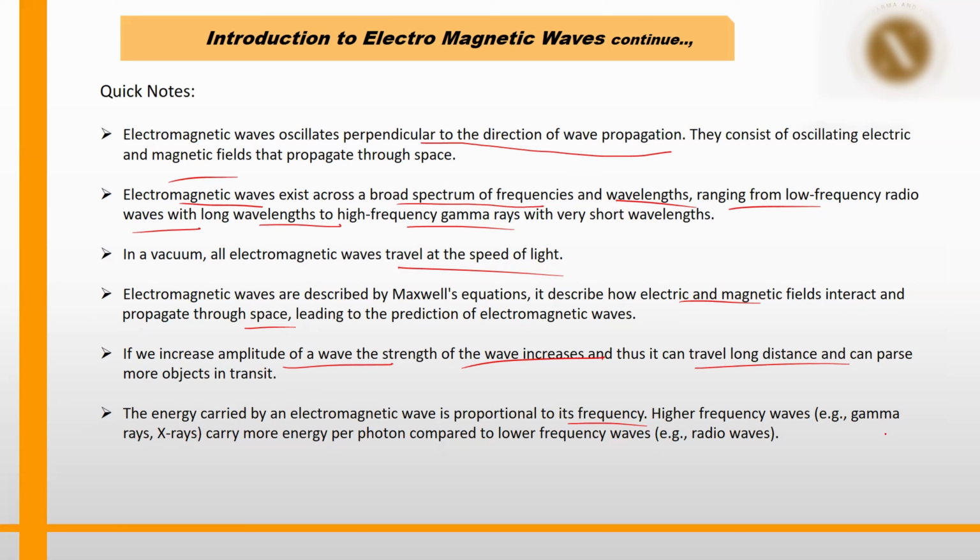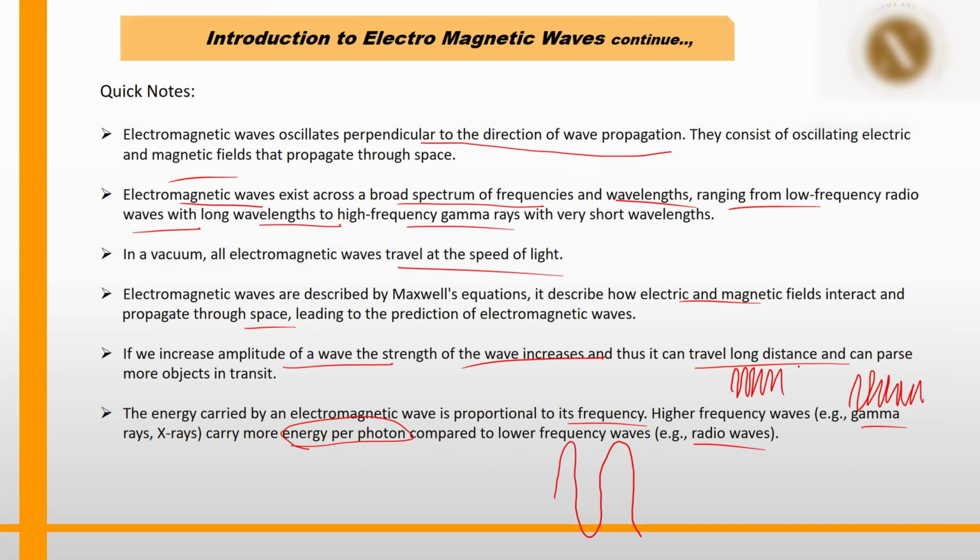Higher frequency waves like gamma rays and X-rays carry more energy. It's not a good diagram to represent. So higher frequency waves like gamma rays and X-rays have more energy per photon compared to the lower frequency waves, that is, the radio waves. So these radio waves, right, FM waves and all.